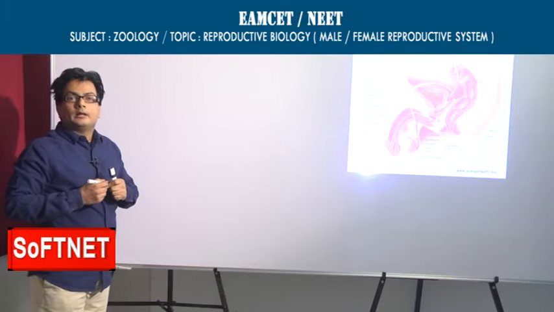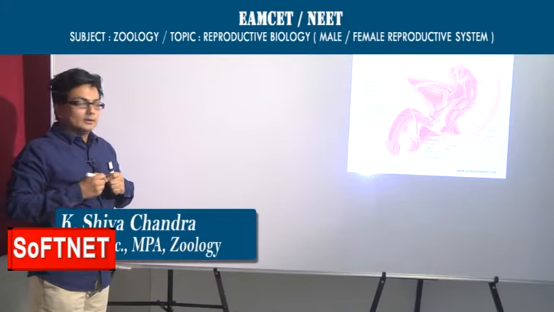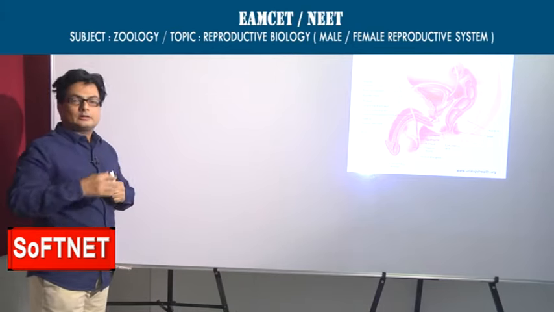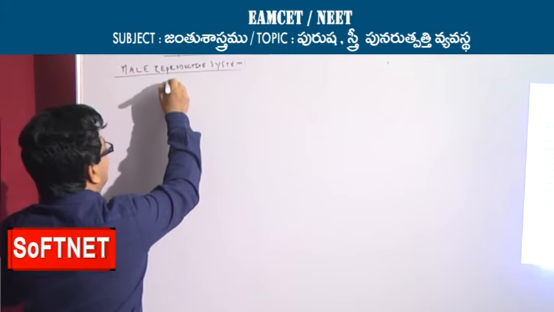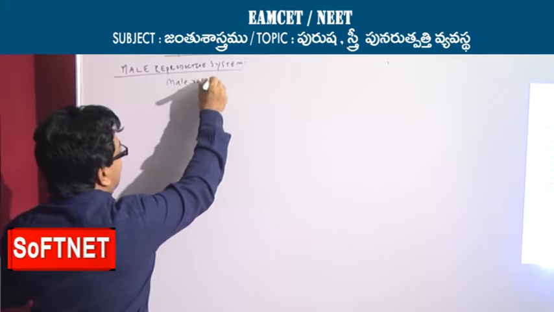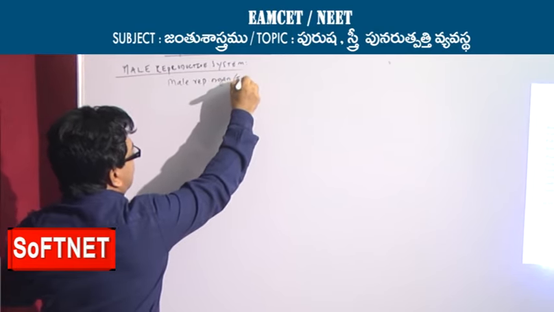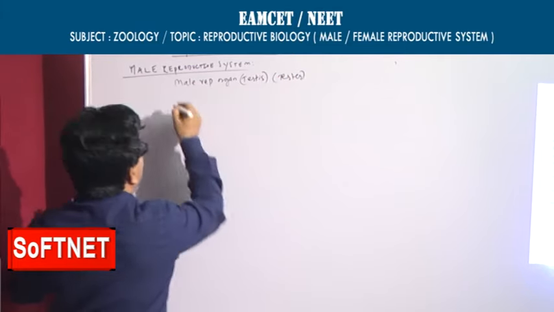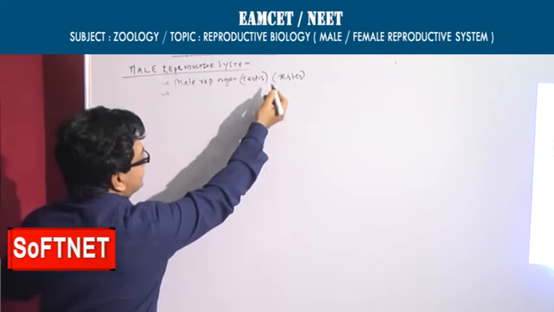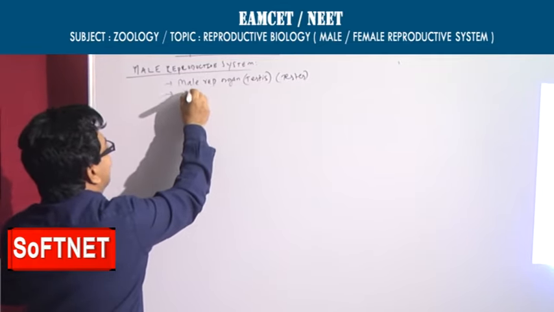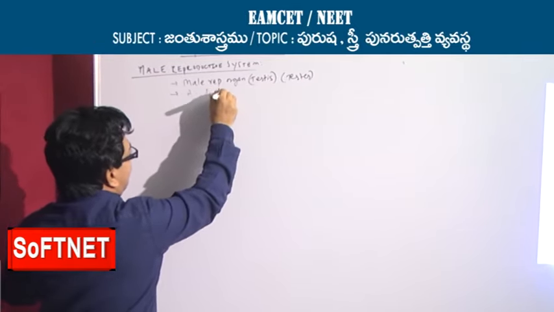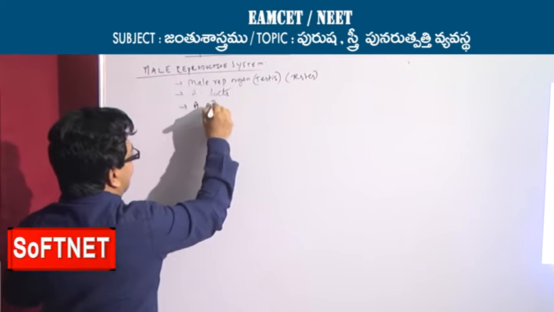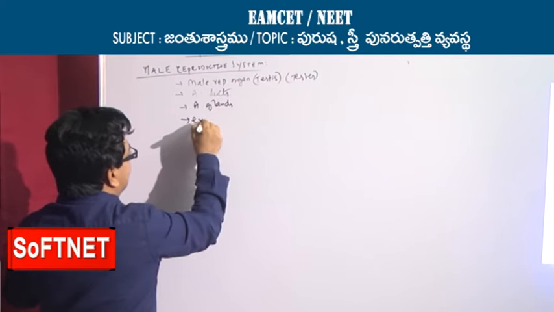Today I will be presenting before you the male reproductive system of human beings, and I will be presenting the topic by dividing it into 4 segments. The first one is the male reproductive organ, that is called the testis, and the plural form is testes. The next one is accessory ducts, the third is accessory glands, and after accessory glands, the external genitalia.